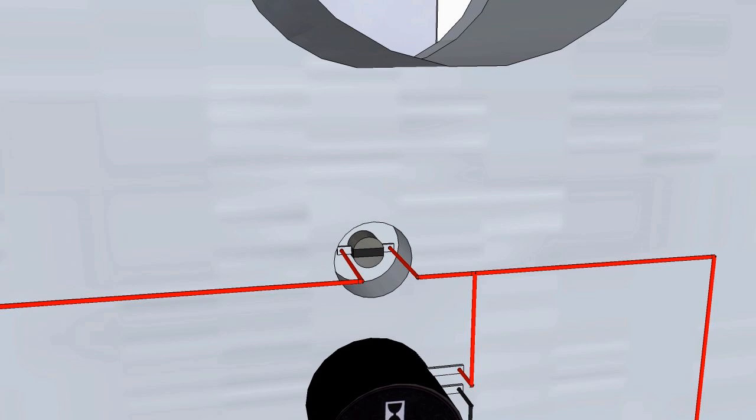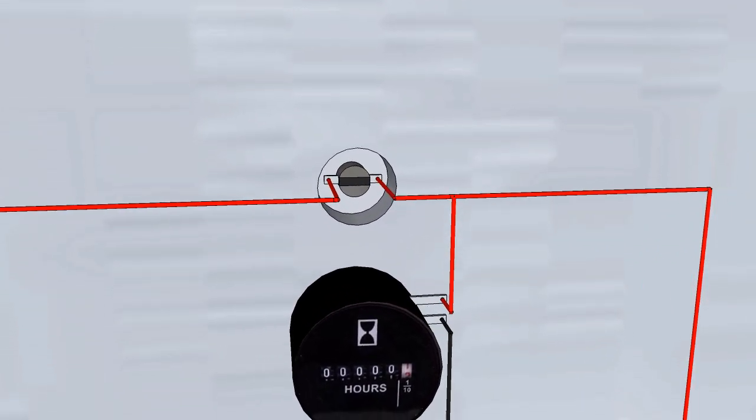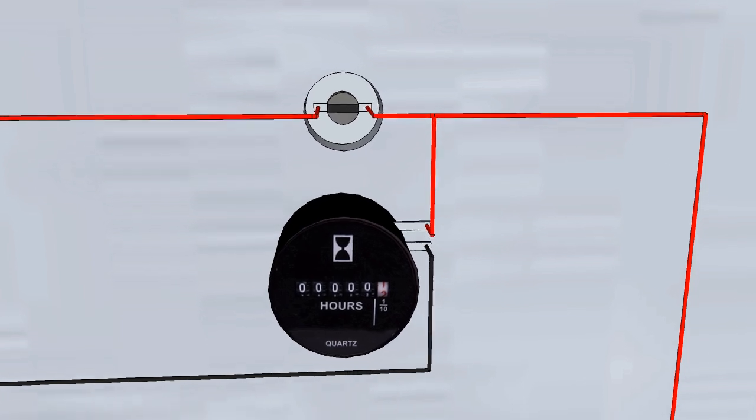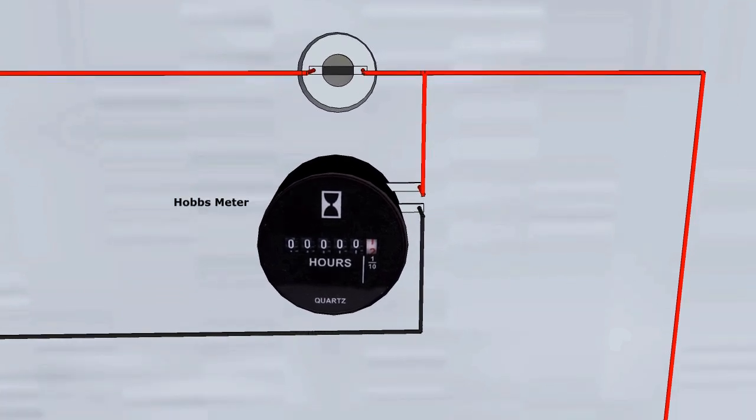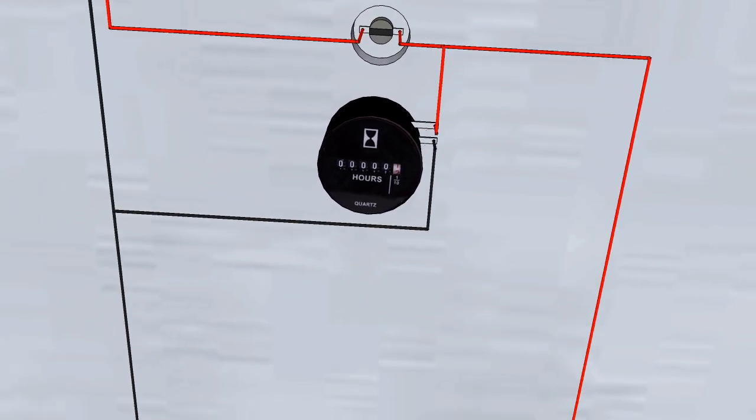I also wired in a Hobbs meter that tracks the number of hours the unit is providing heat to the building. It's a 6 to 80 volt AC-DC quartz hour meter gauge, wired in parallel as it too is triggered by the bimetal thermostat snap switch, and it was under $10 on Amazon.